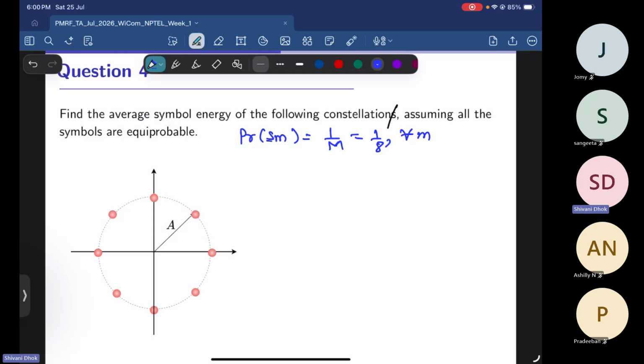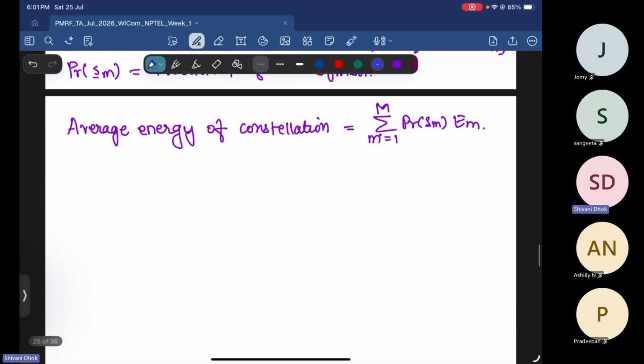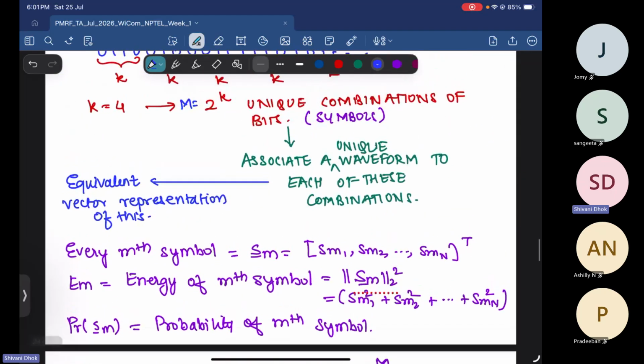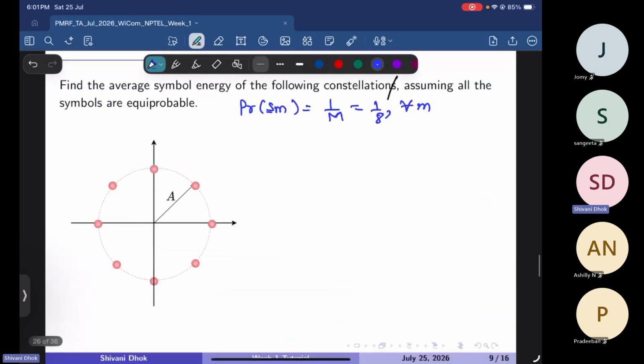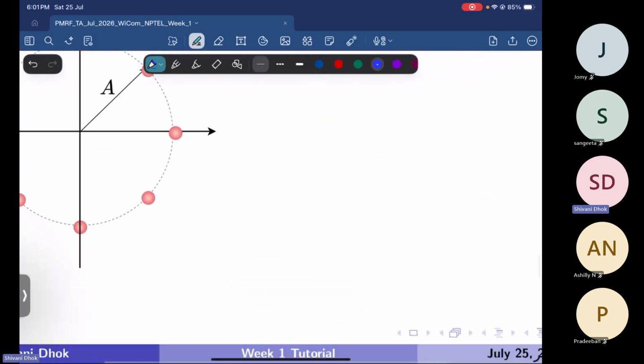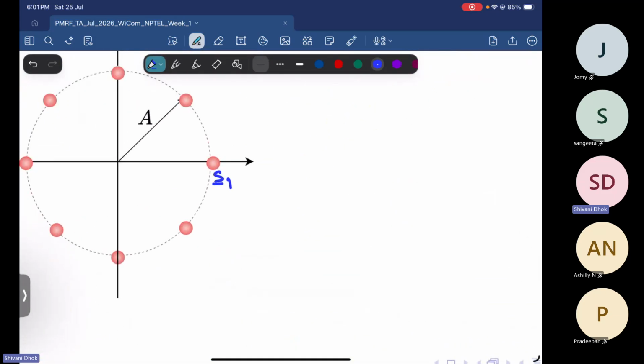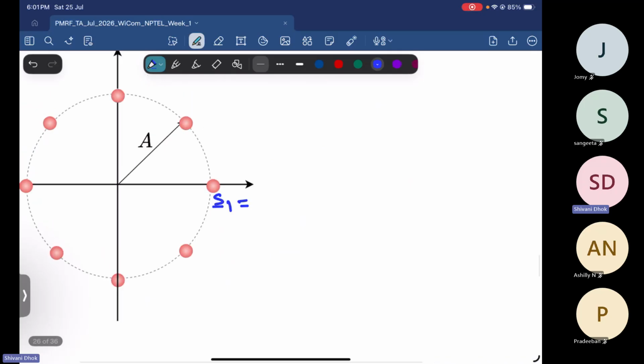Okay, now how can you get your sm from this? So we have this sm kind of representation, right? A vector. How to get it? So let us start with this particular thing. You have s1, which I can write as, just look at its coordinates. So its coordinates are basically a comma 0. So this is your s11 and this is your s12 vector.